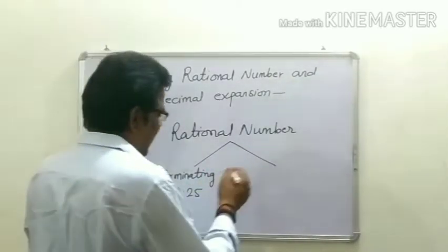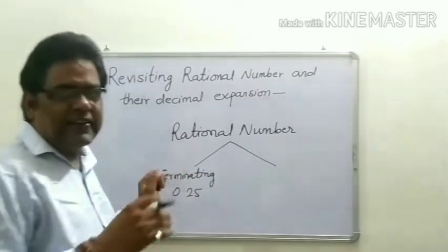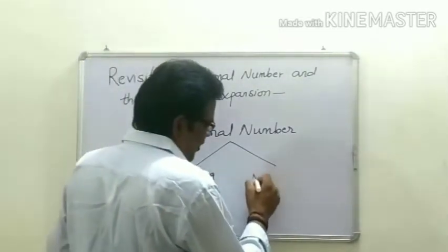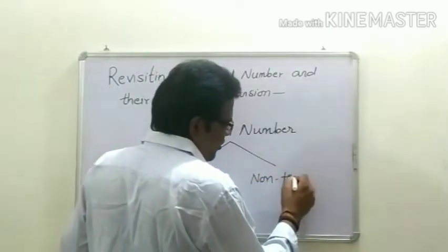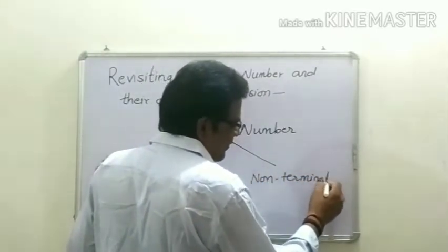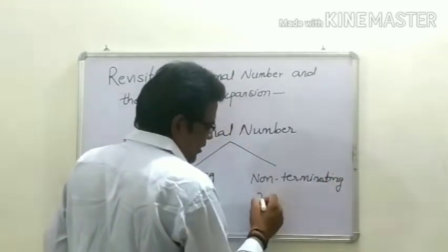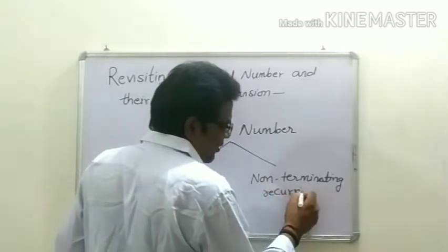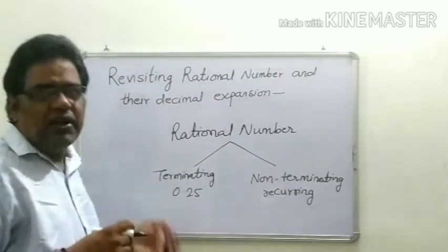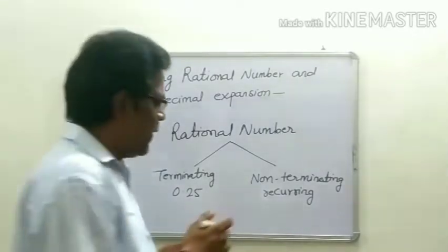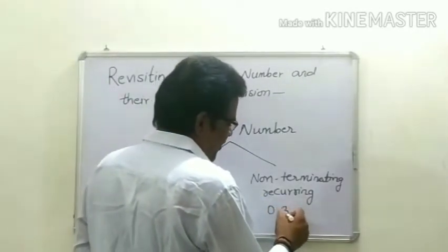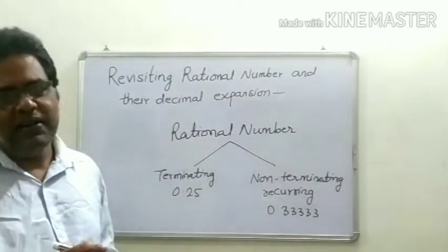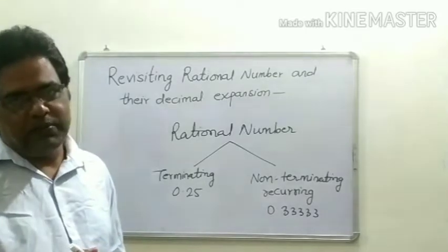Or we can have, if suppose the decimal expansion is not terminating, if it is non-terminating, then it should be recurring. Recurring what? The digit should recur. Like if you have something like 0.333 this way. If this is the case, then we say that it is also a rational number.